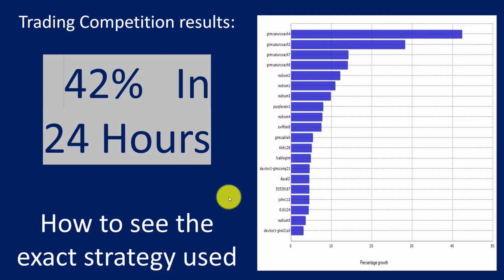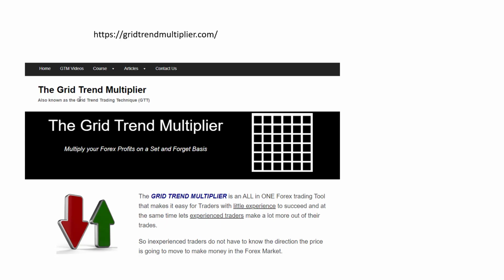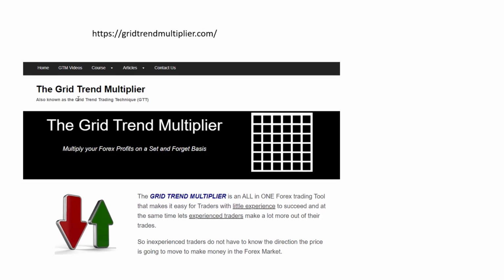Now this is a 2-month long competition and it has literally only been going for 24 hours, and the leader has already produced a 42% return on capital. Now the competition uses our grid trend multiplier, and in order to enter the competition and take part you have to use the grid trend multiplier trading robot to do all your trading for you.